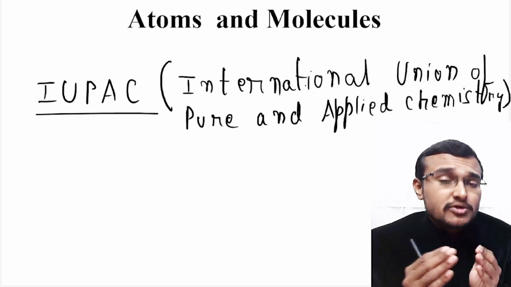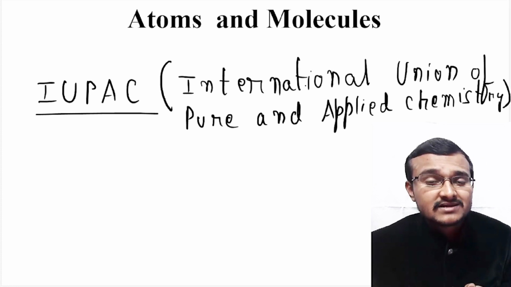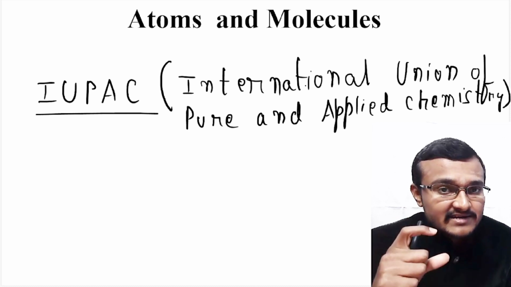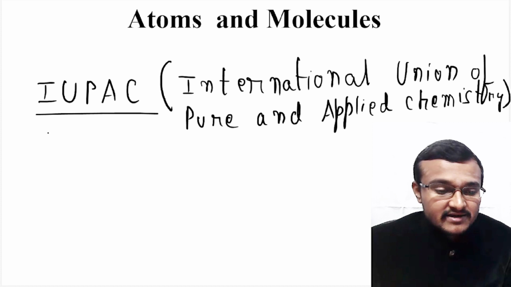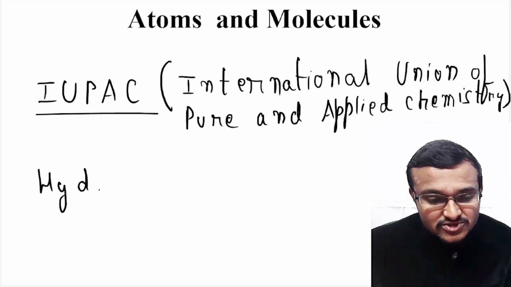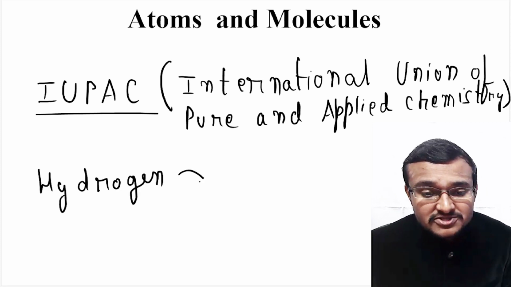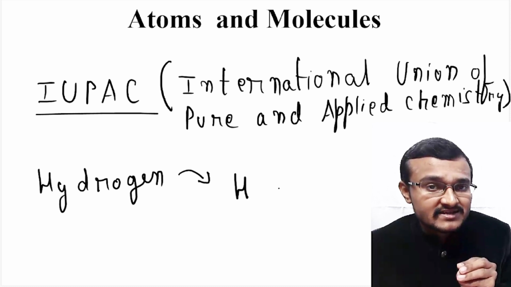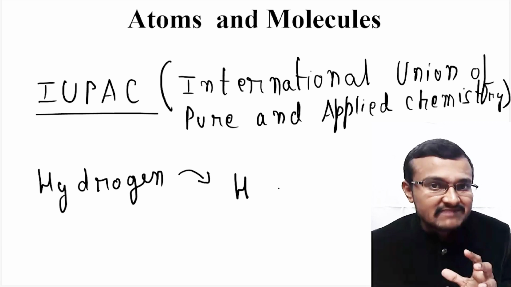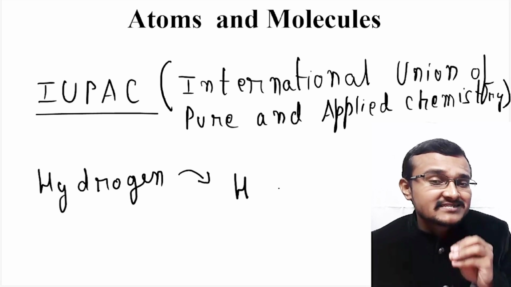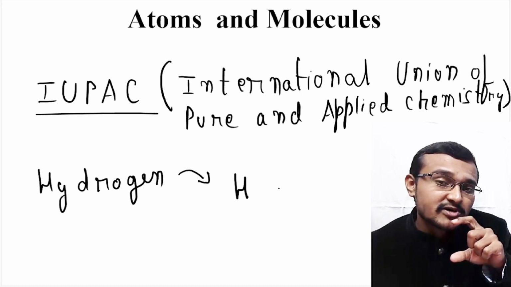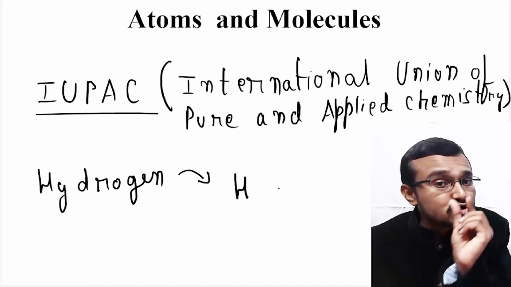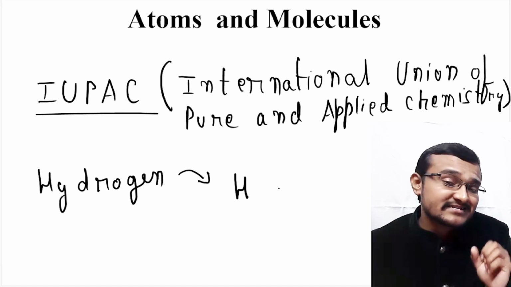In most of the elements in the periodic table, the symbol of the element is given as the starting letter of that element. For example, if you consider hydrogen, the symbol of hydrogen was given as capital H. Not all the elements, but most of the elements in the periodic table have their symbols as the first letter of the element name, or in some cases even the first two letters are considered.